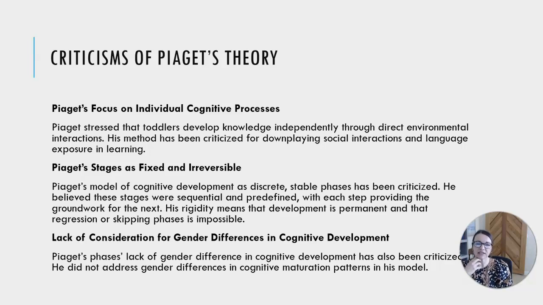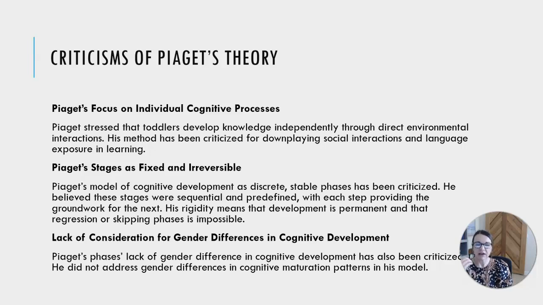Secondly, Piaget's stages as fixed and irreversible. His model of cognitive development as discrete, stable phases has been criticized, like I mentioned earlier. He believed that everything was very sequential and predefined, where each step provided the groundwork for the next. And unfortunately, life is just not quite that precise. It's a lot more fluid. So his rigidity means that development is permanent and that regression or skipping phases is impossible, which we know is not accurate.